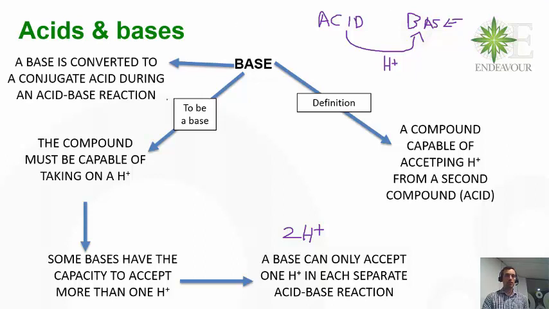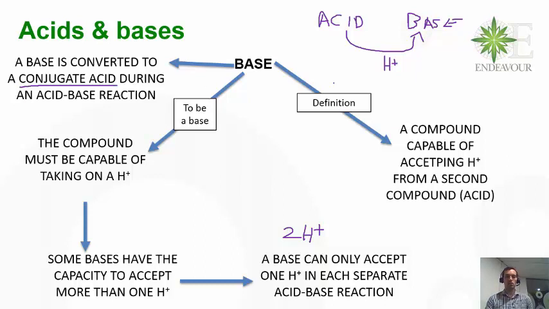And just like the acid, the base will actually change in the course of the acid-base reaction. So once it's formed the product after accepting the H+, we now call that product a conjugate acid because it's taken on an additional H+. So we'll explore this idea of conjugate acids and bases more in later slides. Don't worry too much if you didn't get exactly what that meant yet.